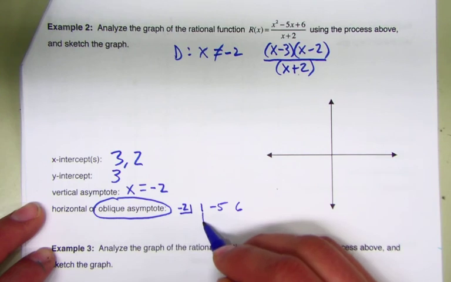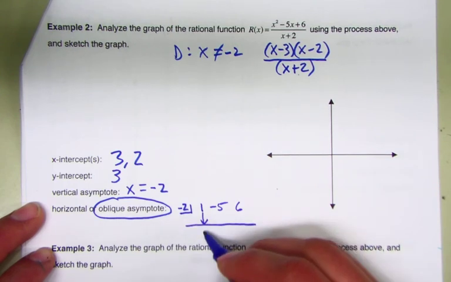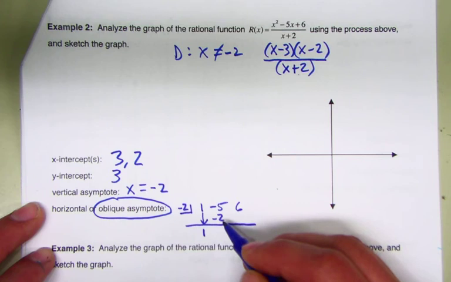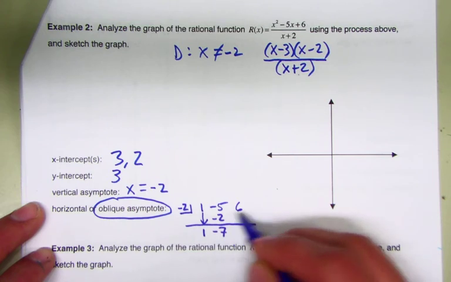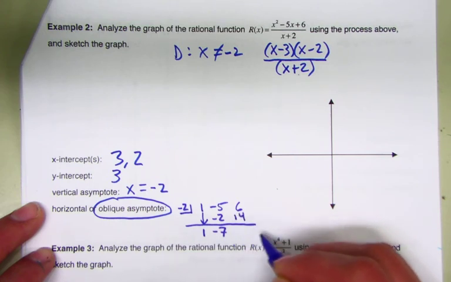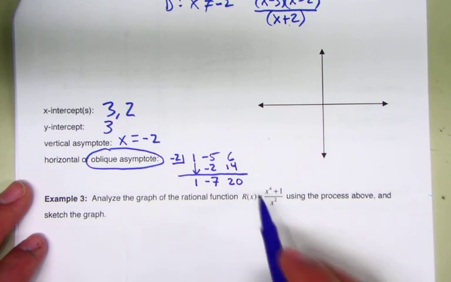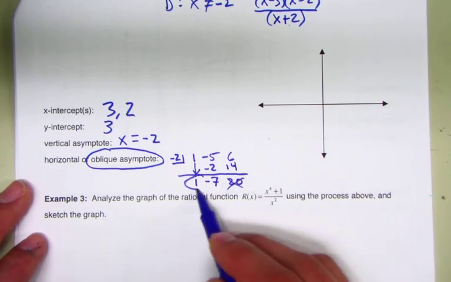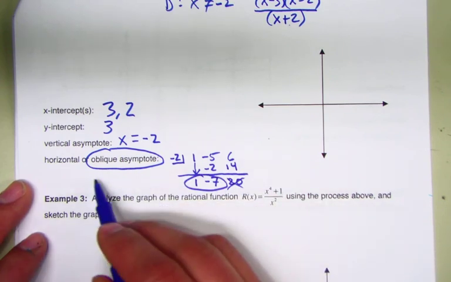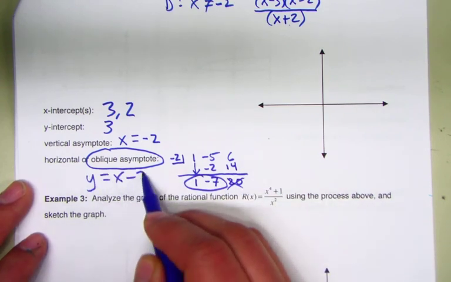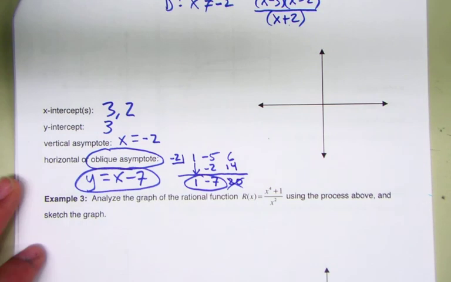Bring down the 1. Multiply, you get negative 2. Add, you get negative 7. Multiply, you get 14. We get 20. What do we not care about here? The remainder. Good. What equation does this translate to? y equals x minus 7. Very good. So there's my oblique asymptote.